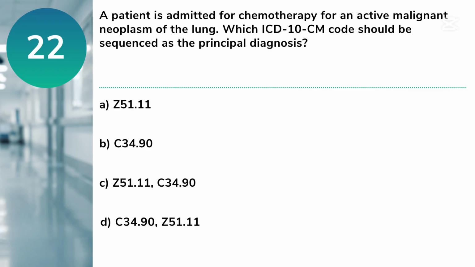A patient is admitted for chemotherapy for an active malignant neoplasm of the lung. Which ICD-10-CM code should be sequenced as the principal diagnosis? A. Z51.11. B. C34.90. C. Z51.11, C34.90. D. C34.90, Z51.11.